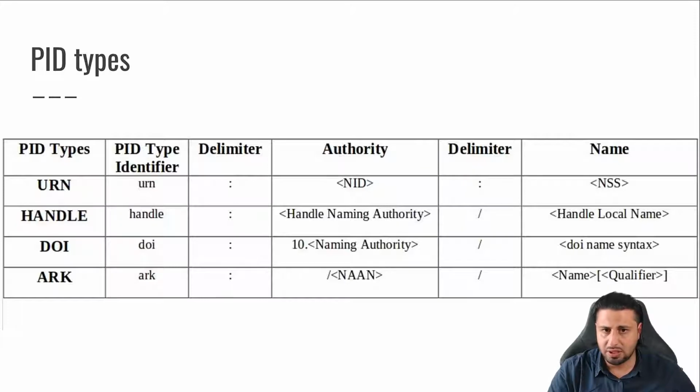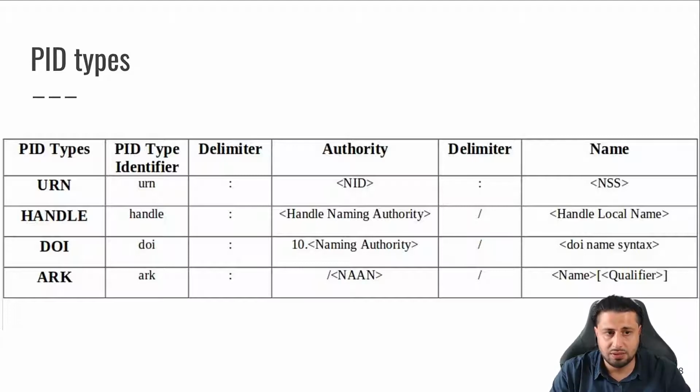So what's a PID and what kind of types are there? Well, a PID is to uniquely identify an object, like we discussed earlier. Here we show the most widely used PID types, which are URN, Handle, DOI, and ARK. All the PID types have more or less the same naming scheme. They all start with some kind of PID identifier, followed by some kind of delimiter. Then you get the authority, which is responsible for the PID resolution, followed again by some kind of delimiter, and the last part is the name.